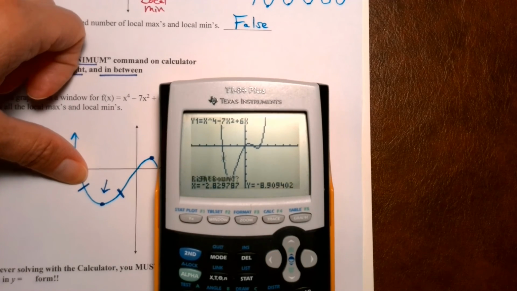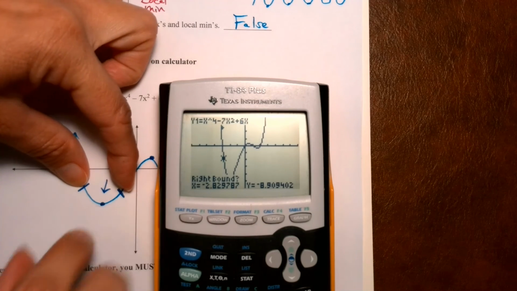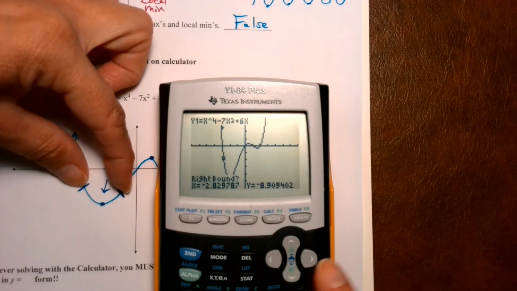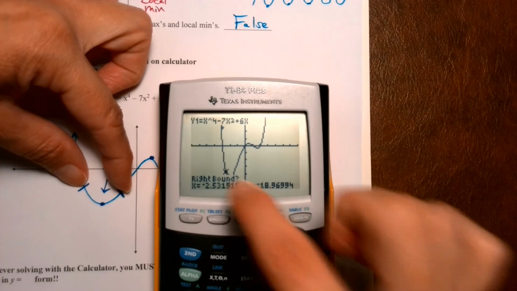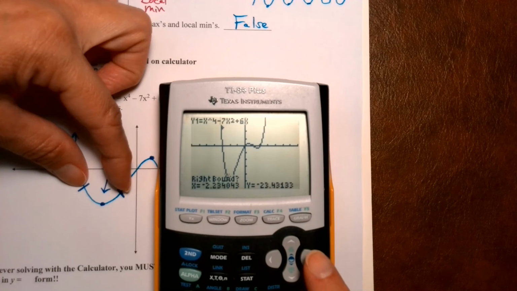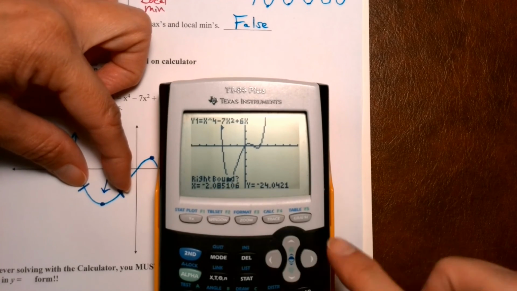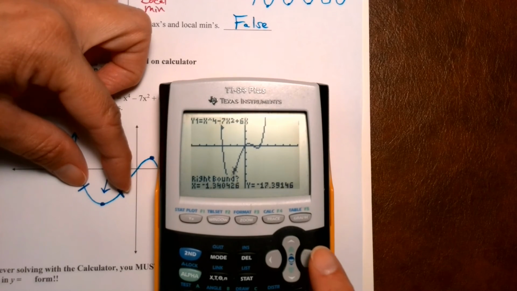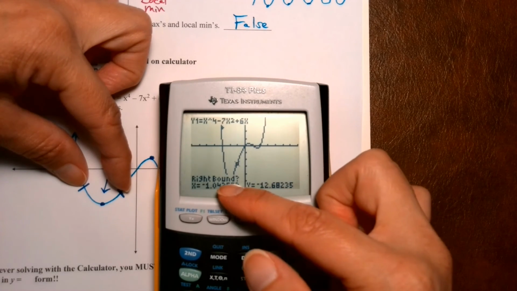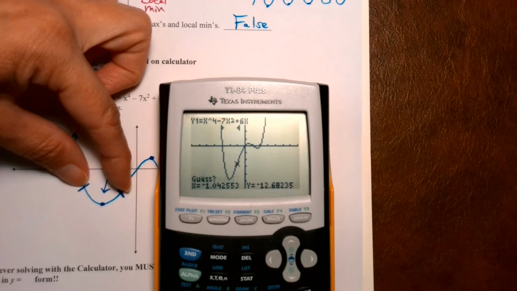And you hit enter. Now it wants a right boundary. It wants to know, give me a window to look in. So I'm going to go to the right. Is that enough to the right? No, you have to go more to the right. Is that good? No, I can't even tell what's going on there. Make sure you go to the right until you've clearly passed up the minimum. That is definitely passed, so I'm going to hit enter. And now it wants a guess. So now I'm going to go right there at that minimum point.